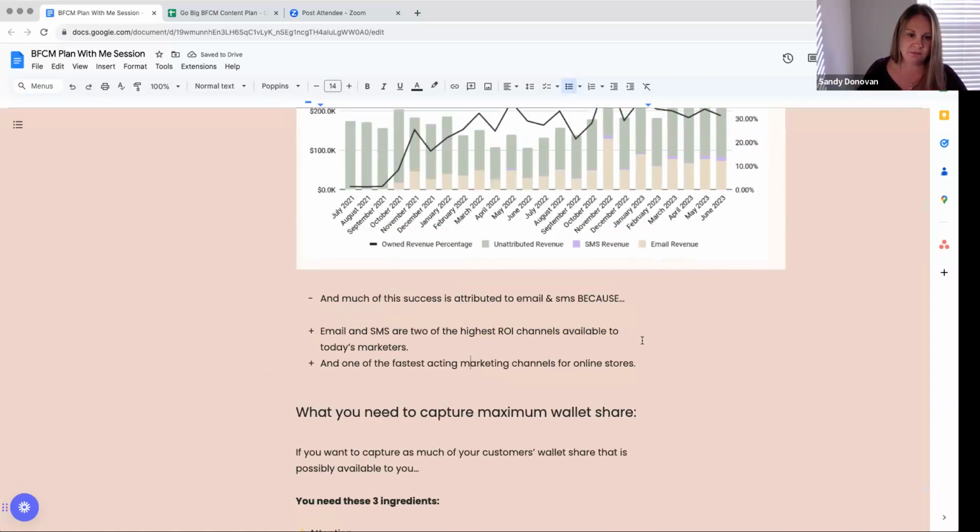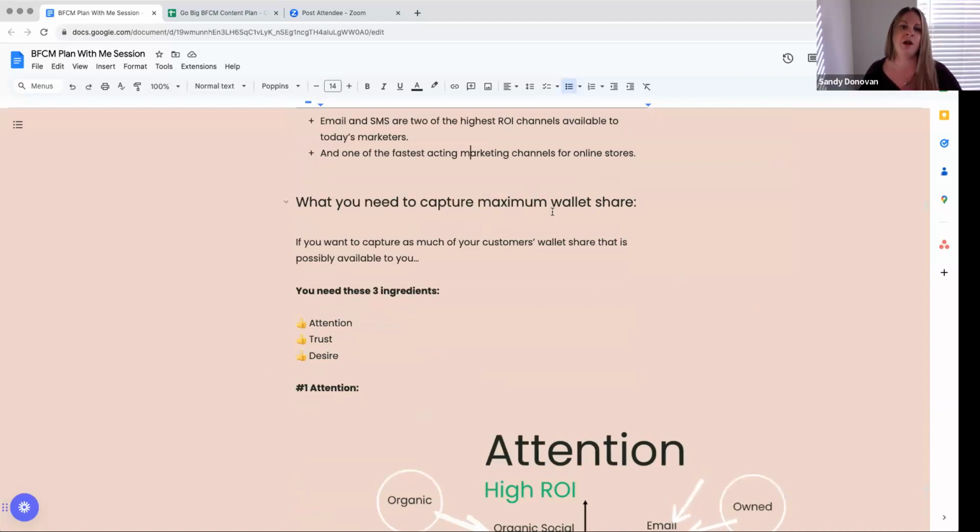Okay. So what you need to capture maximum wallet share this season. There's really just three things that you need. So this is kind of the recipe. You need these three ingredients. You need attention. So people have to be seeing your stuff and seeing your offers. You need trust. So they need to like you. They need to trust you. They need to know that you're going to deliver what you say you're going to deliver. And then also desire. Desire is them actually wanting your product, but not just wanting it as in that looks nice, but needing to have it right now.